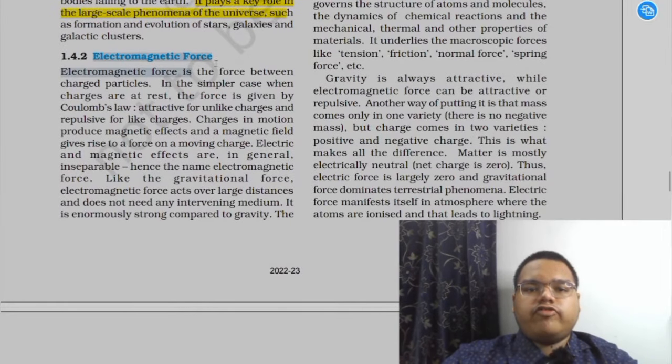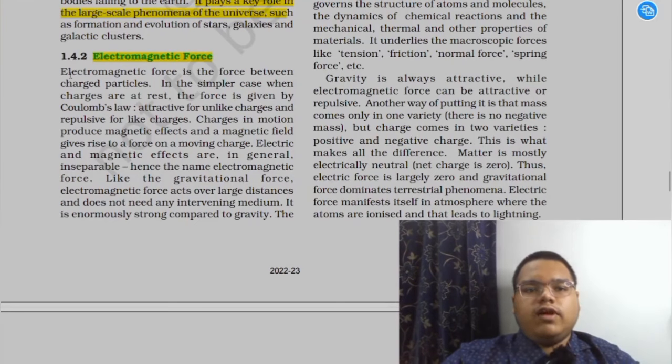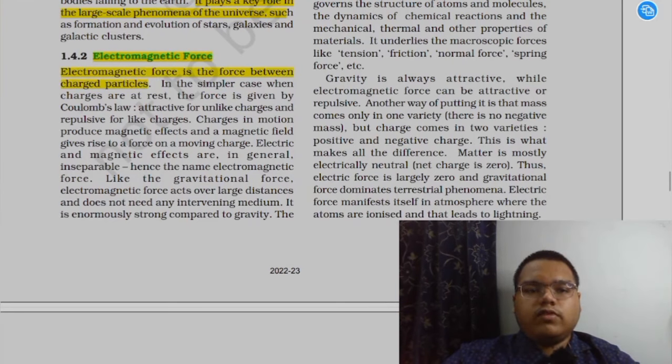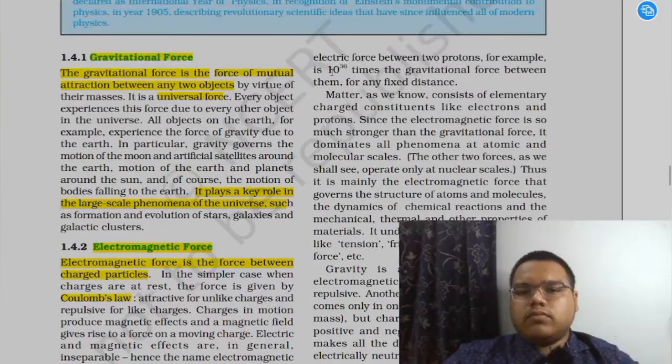Electromagnetic force. Electromagnetic force is a strong force, at least it is stronger than the gravitational force. It is the force between charged particles. This force is given by Coulomb's law, and it is enormous compared to gravity. It is approximately 10 to the power 36 times the gravitational force.